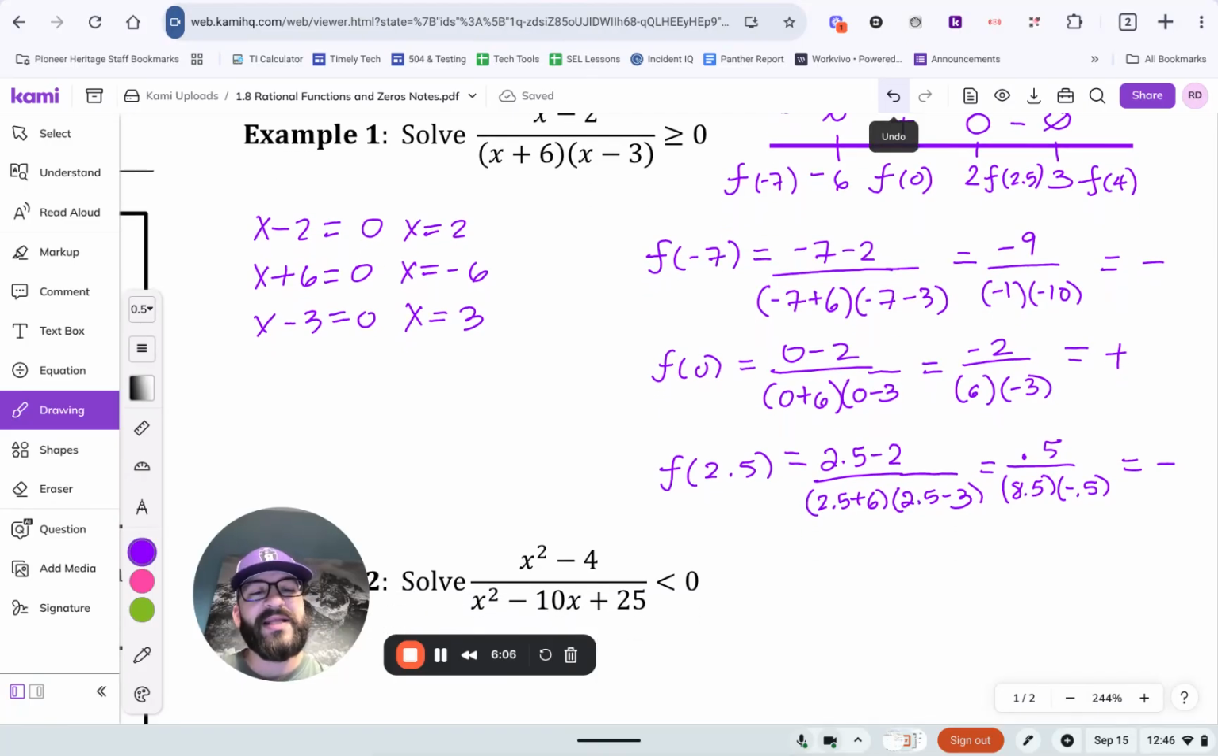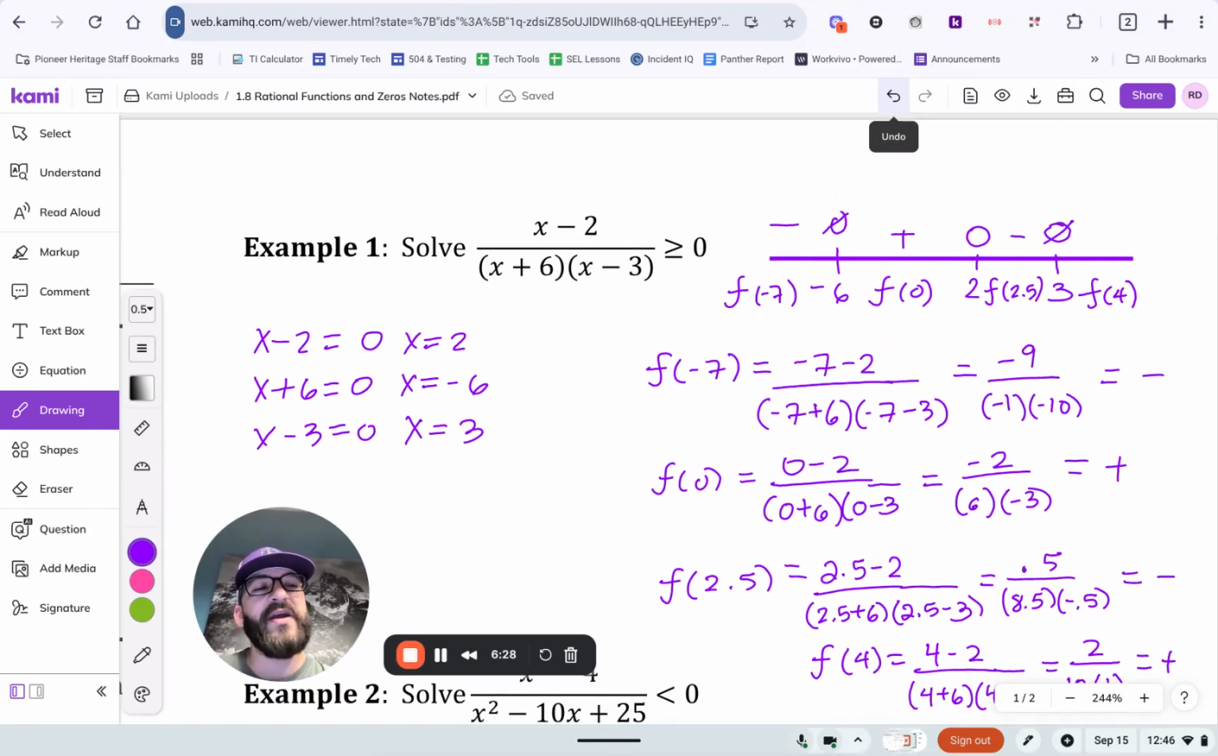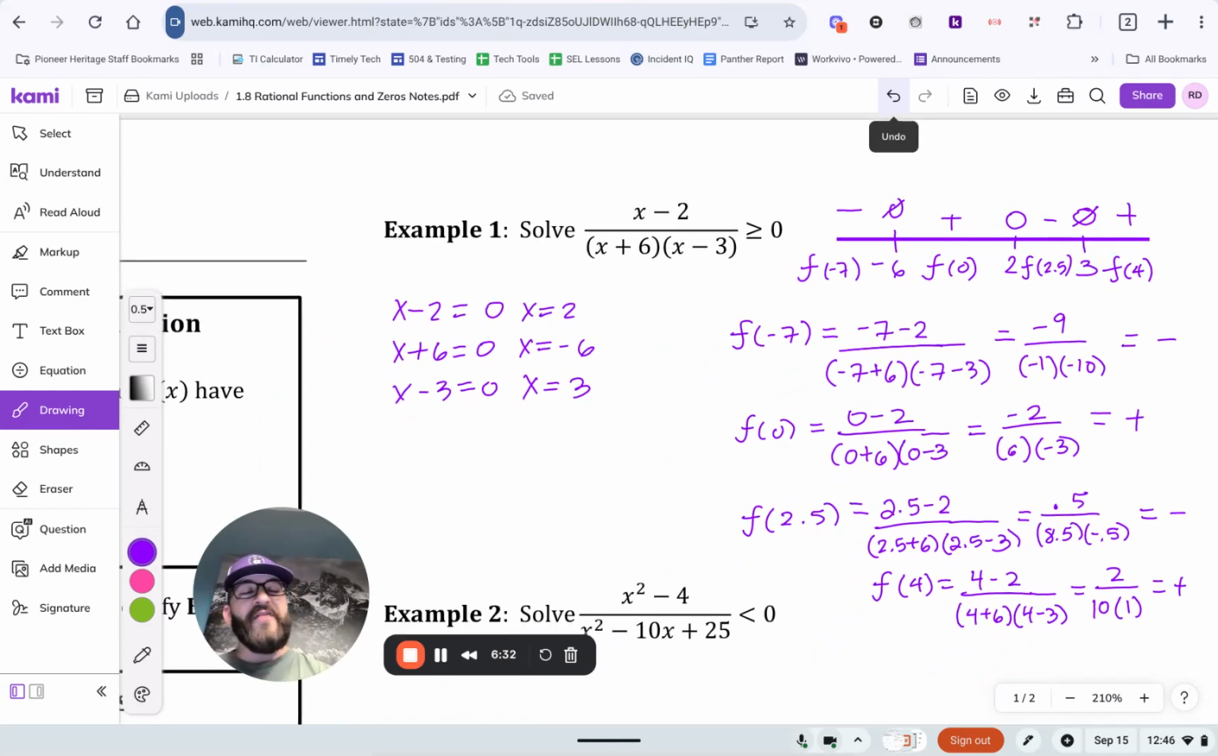And then last but not least, f of 4, 4 minus 2 over 4 plus 6 over 4 minus 3, which would equal 2 over 10 times 1, which would give us a positive for our final interval. Okay, so we have our number line set up.